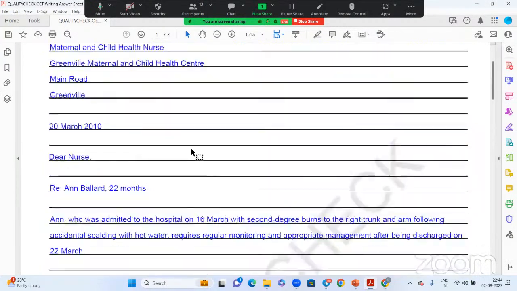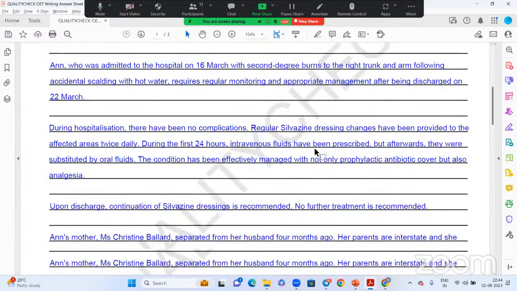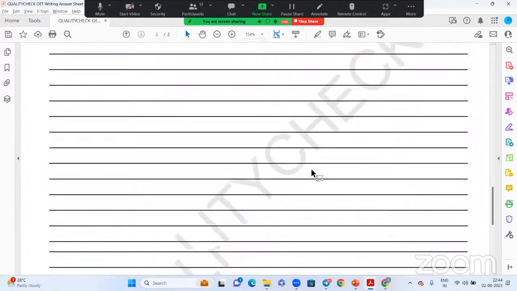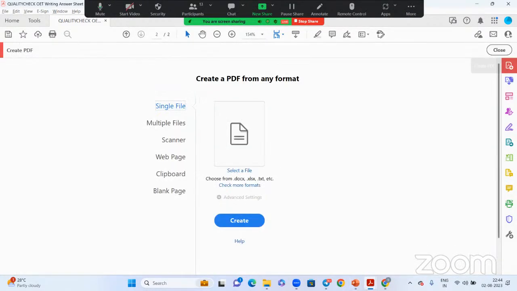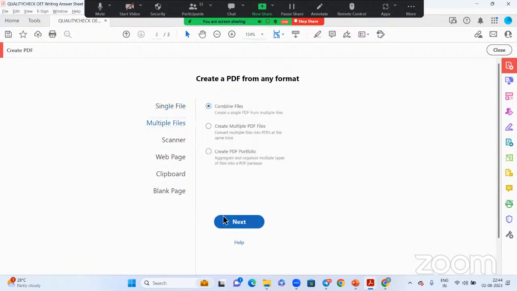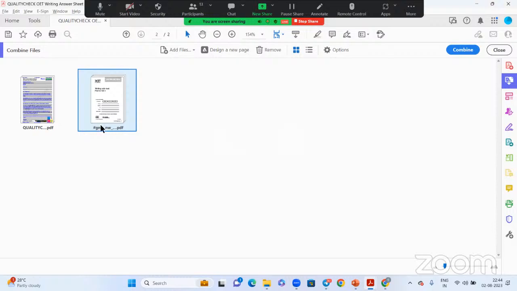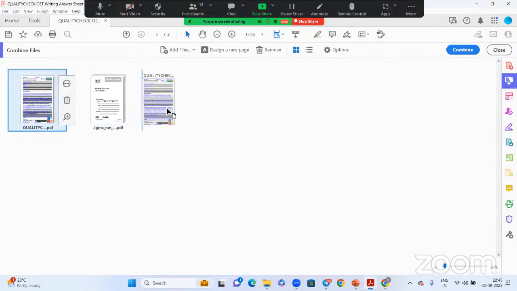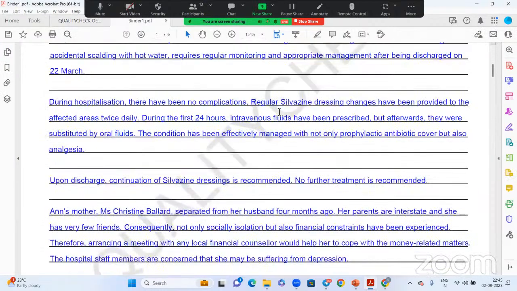So now what I'm going to do is, I'm going to add both of these things, case notes and this one together. Create PDF, multiple files, next, and open files too. It will be like that only. Both of them together I gave you.